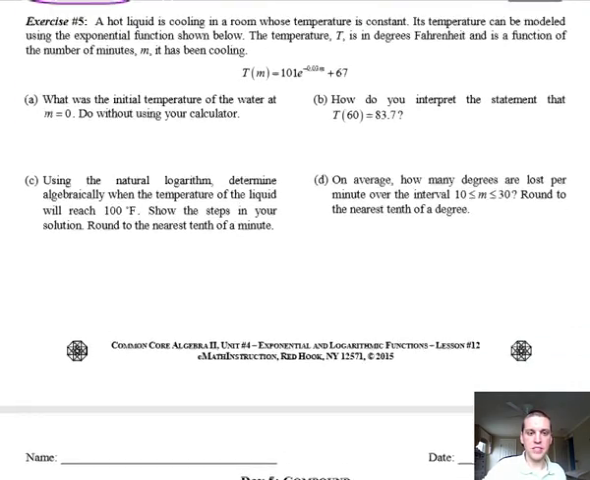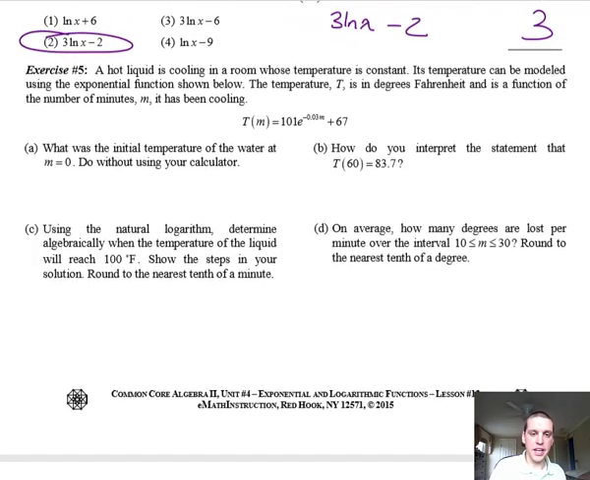And let's look at exercise 5, and we'll finish off the day in this lesson with exercise 5. A hot liquid is cooling in a room whose temperature is constant. Its temperature can be modeled by using the exponential function shown below. The temperature T is in degrees Fahrenheit, and is a function of minutes. And notice that we know a liquid doesn't cool at every minute. It doesn't chop down. It cools at a constant rate, so that's why we're using e, because e is a continuous rate of change.